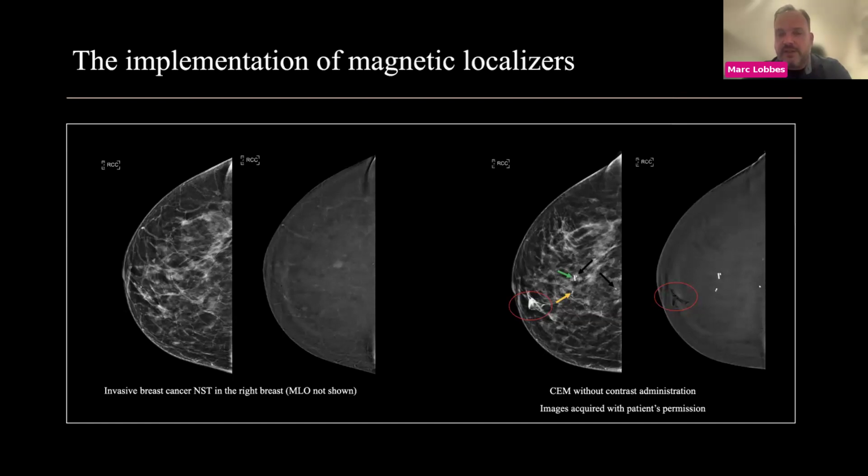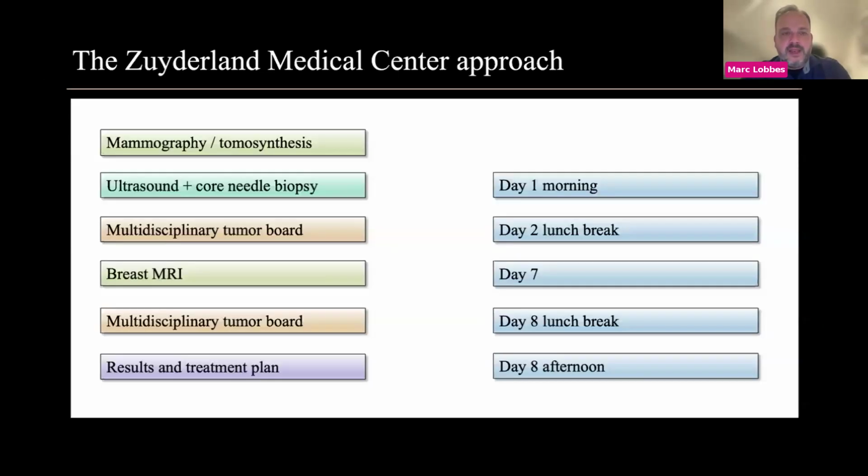reason here. On the green example you see such a magnetic seed. There's no image distortion there at all because you don't use any magnetic tools in this image. Now, the way we do it in the Zuiderland Medical Hospital is like this.